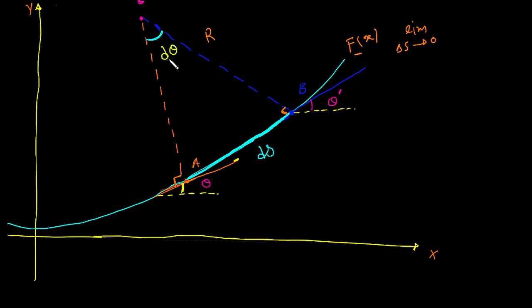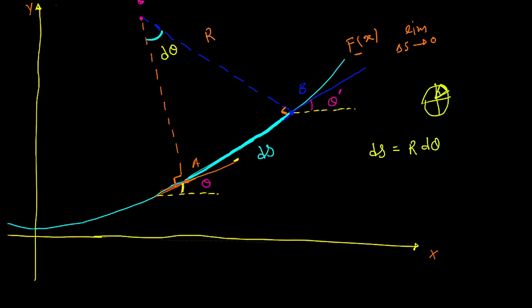Now from the basic concept, we know that for any circle, if I want to find the arc, I just multiply the radius with the angle. So here we can say that this ds is simply the multiplication of the radius r at this particular point and this small angle d theta. So now we have to find this ds, which is a very small portion of this function f of x.